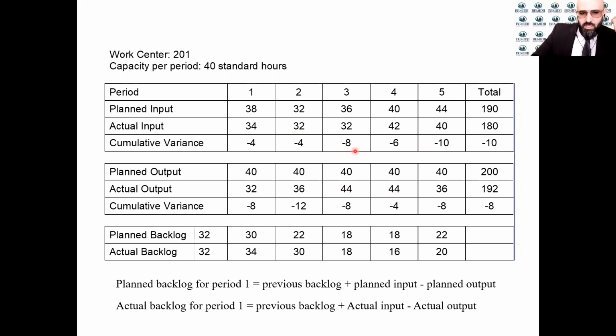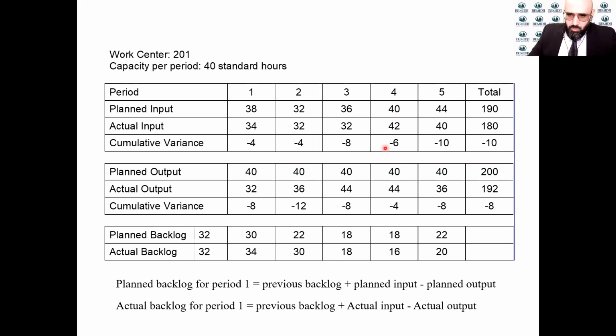Now, the first thing we need to do is find the cumulative variance between the actual input versus the planned input. For example, on period 1, we have 34 actual input versus what we planned, which is 38. So that would be -4 as the variance. In period 2, we don't have any variance, so we still have -4. Now on week 3, we have 32 minus 36. That's another 4 short. Add to the 4 from before, that will give you a cumulative of -8, or 8 units short.